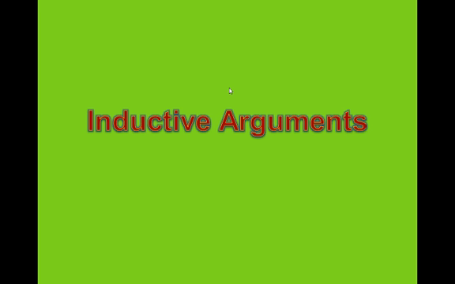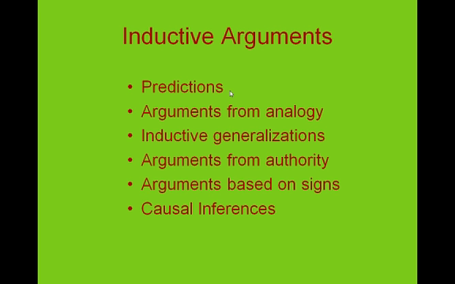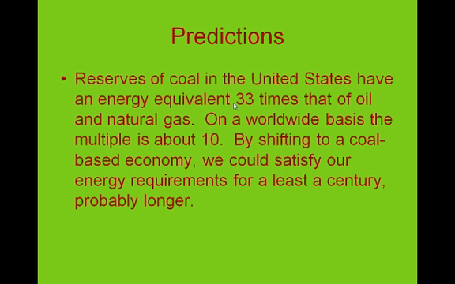What are inductive arguments? These are the arguments that are probably true. There are 6 of them: predictions, argument from analogy, inductive generalizations, argument from authority, arguments based on sign, and causal inferences. Let us look more closely.